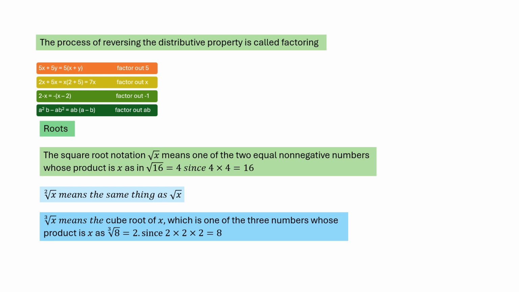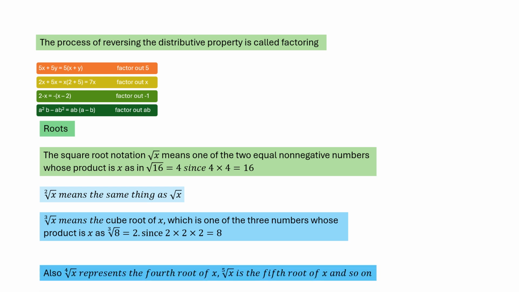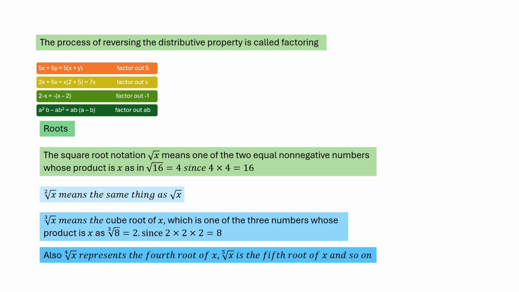This is called the cubic root of x. This means one of the three equal numbers whose product is x. Like cubic root of 8 means 2, because 8 is 2 times 2 times 2. And so on. This sign is called fourth root of x, and also fifth root of x.